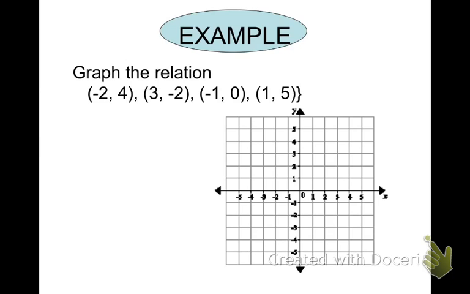I don't even know if you need to put this in your notes. Can you plot this? Yeah. Negative 2, 4. Where does it go? Where does 3, negative 2 go? Over 3, down 2. Well, negative 1, 0. 1, 5. All right. That's a relation. Plot at some points.